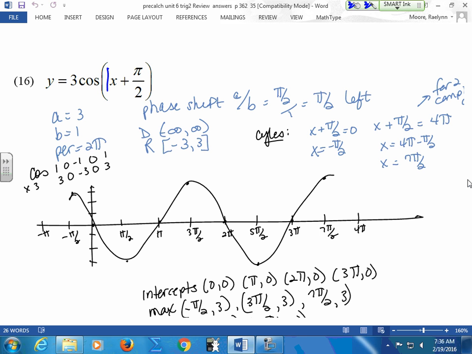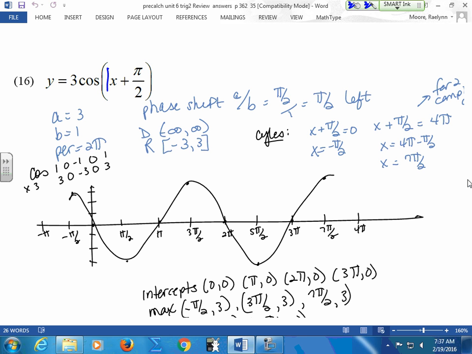Where are my tick marks going? Every pi over 2, right? If I'm a full circle, 2 pi, every pi over 2. So every pi over 2, start with your negative pi over 2 and increment it by every 90. 0, 1 pi over 2, 2 pi over 2, 3 pi over 2, 4 pi over 2. Keep this going. And it actually works better that way.